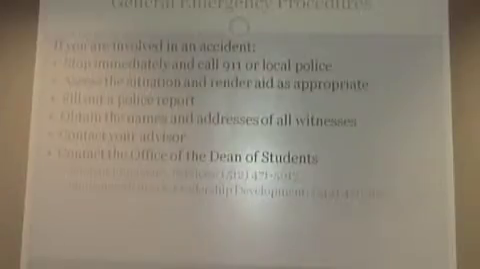If your vehicle or another vehicle being used by our organization is involved in an accident, take the following steps to keep everyone safe. Stop immediately and call 911 or the police. Assess the situation and render aid as appropriate. Make sure that all members of your organization are accounted for and find out if anyone is hurt or injured. Fill out a police report if you are asked to do so. Obtain the names and addresses of all witnesses.